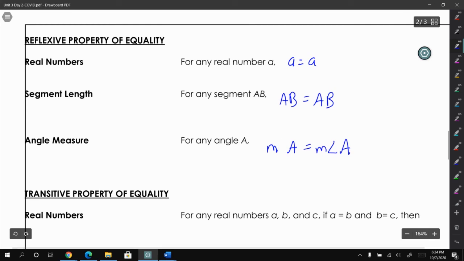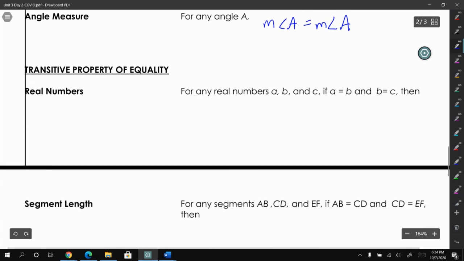So again, this may seem super obvious, and it may actually confuse you. Like, why are we talking about this if it should be obvious that a number is equal to itself, or a segment length is equal to its own segment length? But these are just tools that we're putting in our toolbox to use later.